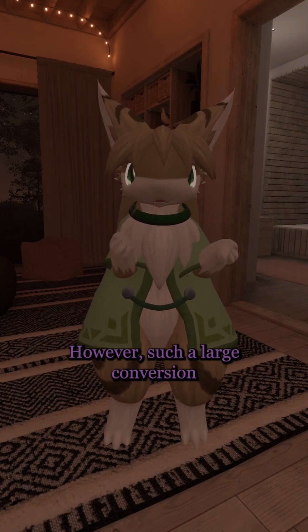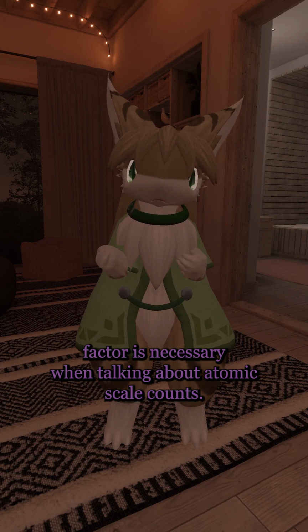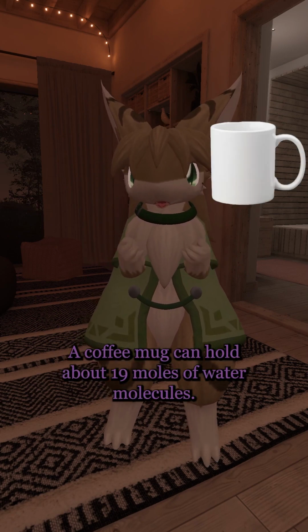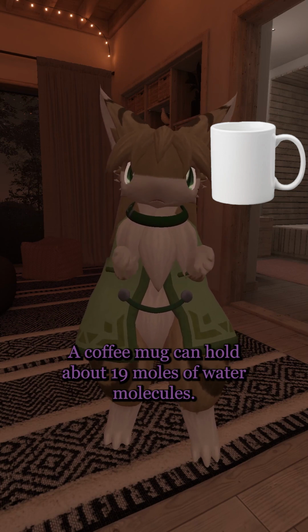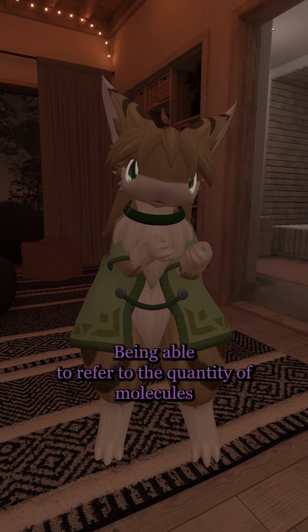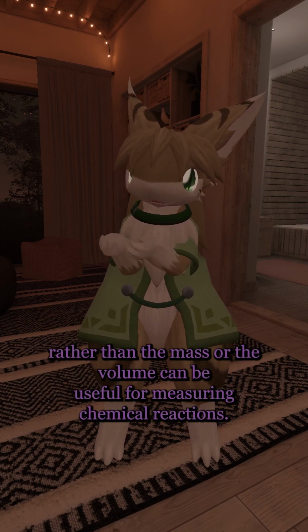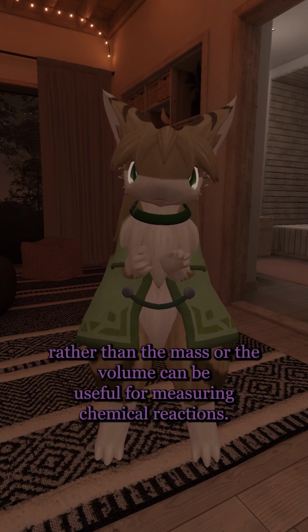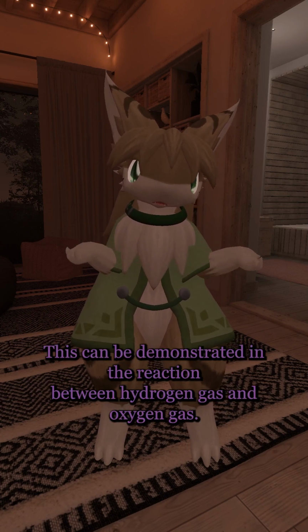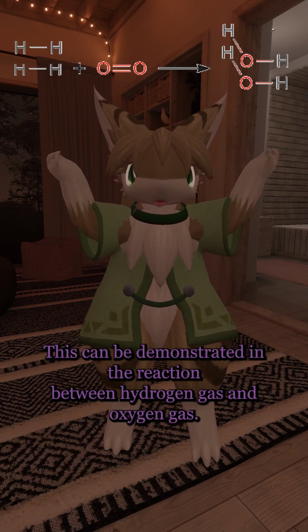However, such a large conversion factor is necessary when talking about atomic scale counts. A coffee mug can hold about 19 moles of water molecules. Being able to refer to the quantity of molecules rather than the mass or the volume can be useful for measuring chemical reactions. This can be demonstrated in the reaction between hydrogen gas and oxygen gas.